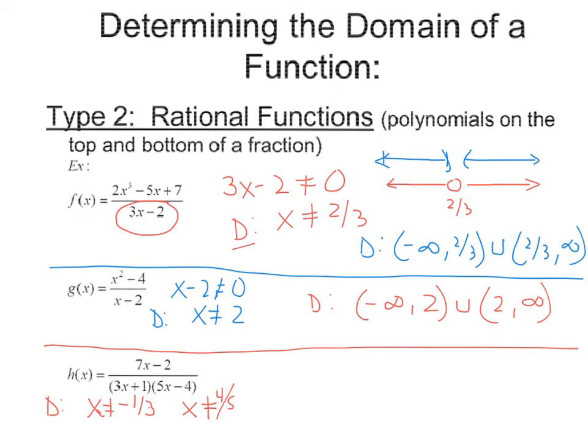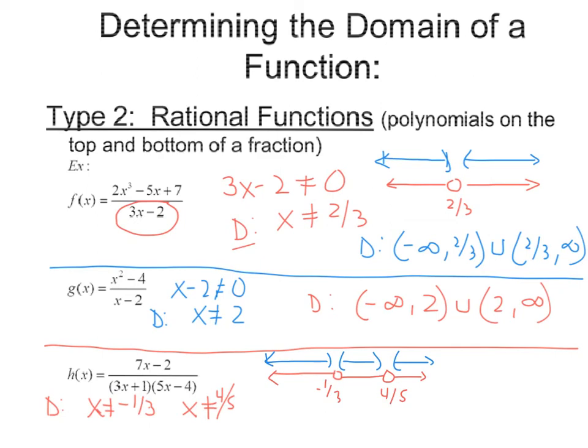If I put those on a number line, so on the number line I'd put my negative 1/3, I'd put my 4/5, something like that. So this one's going to be a little different in that I have this section over here. I skip over that one, and then that section there. So I actually have three separate intervals.